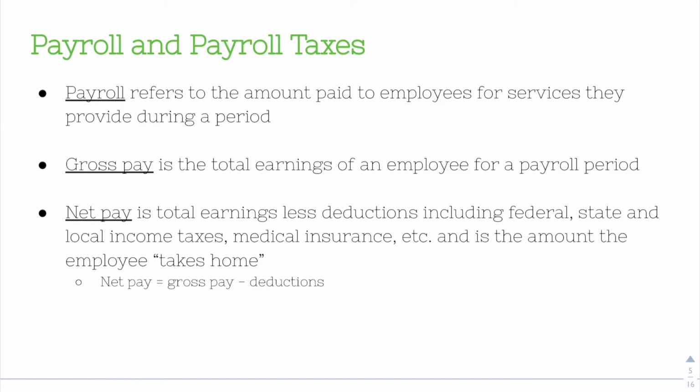Net pay is total earnings less deductions, and that can include federal, state, and local income taxes, medical insurance, contributions to retirement, all sorts of stuff like that. And it's the amount the employee takes home. So it's important to know that net pay is equal to gross pay minus any and all deductions.